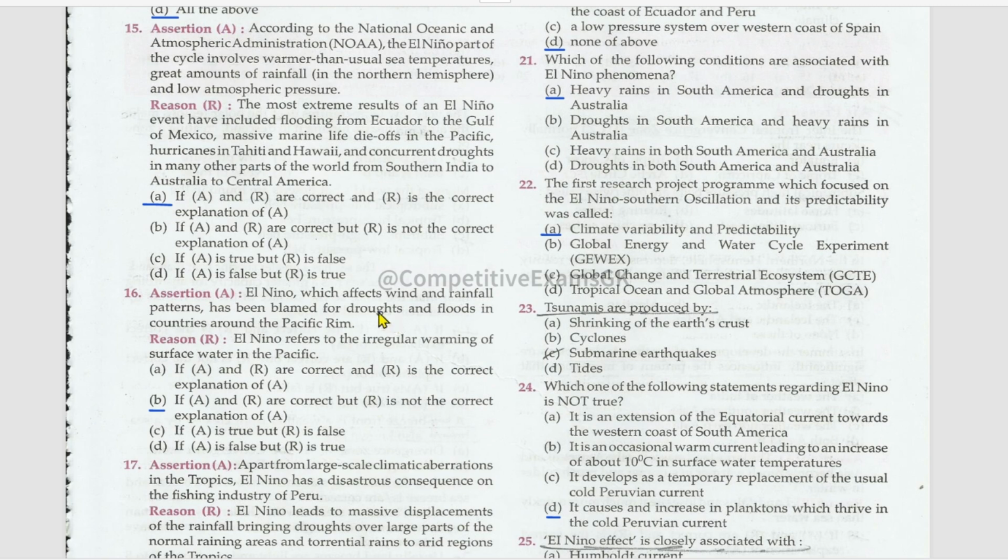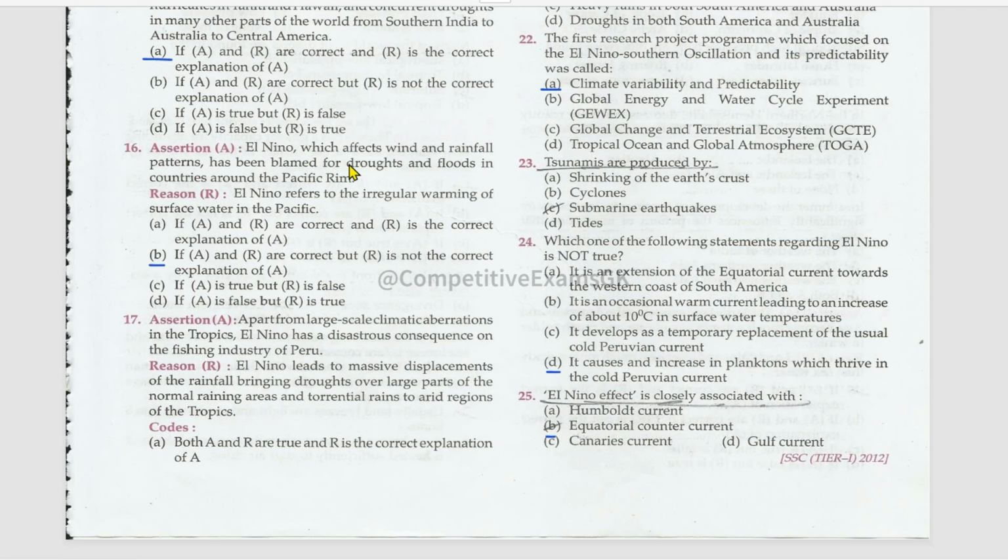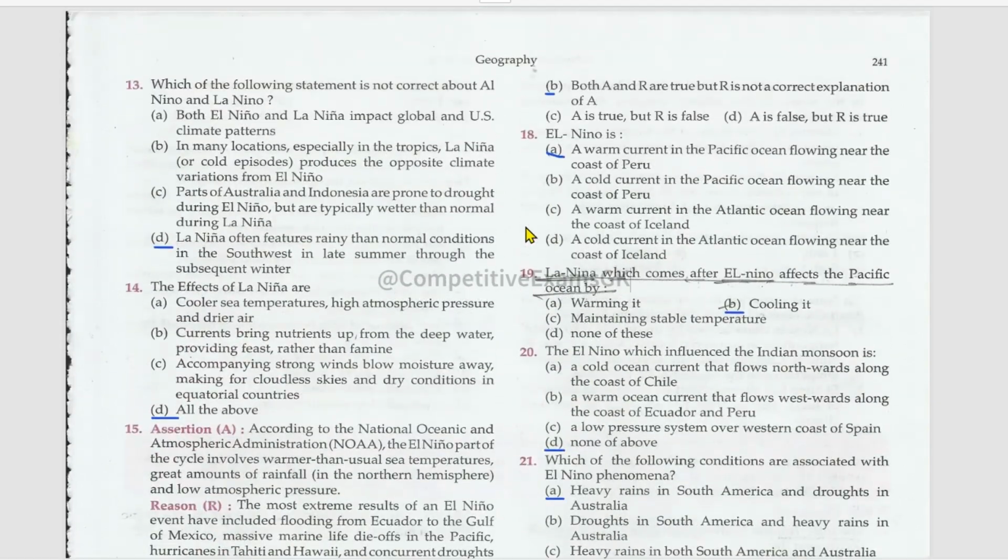Next assertion and reason. El Nino, which affects wind and rainfall patterns, has been blamed for droughts and floods in countries around the Pacific Rim. True. El Nino refers to the irregular warming of the surface water in the Pacific. This is also true. Both the statements are true, but the reason is not the correct explanation for the assertion.